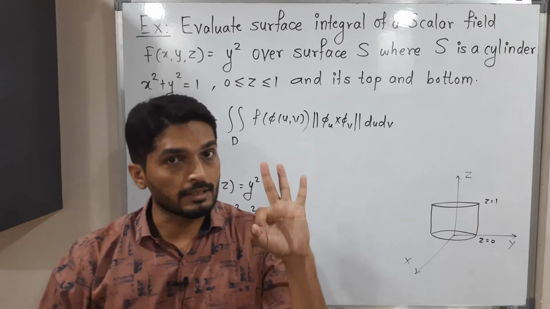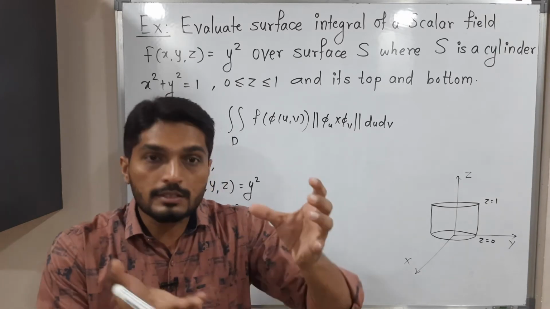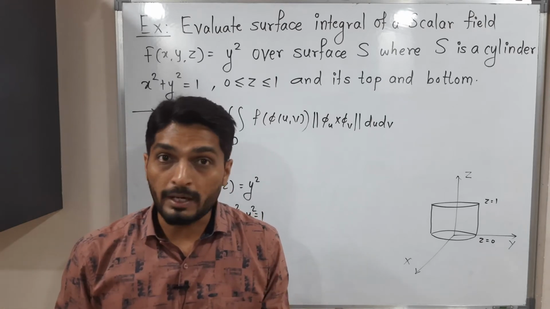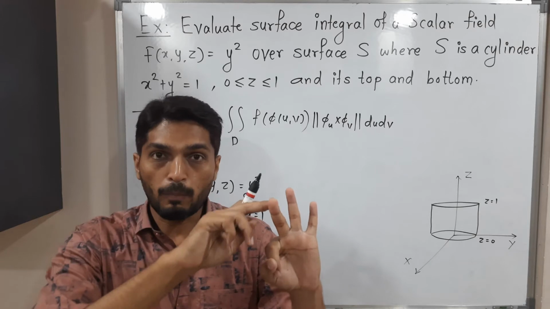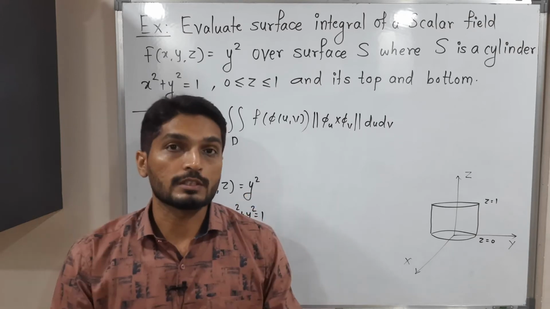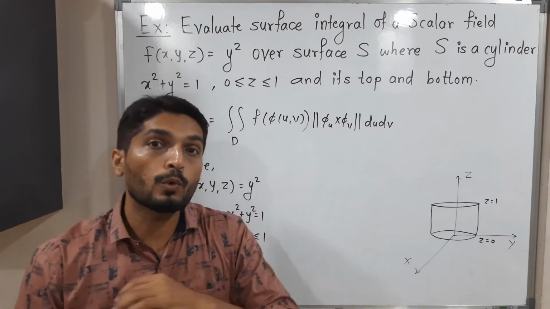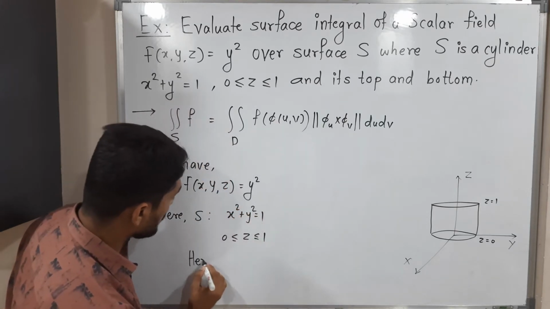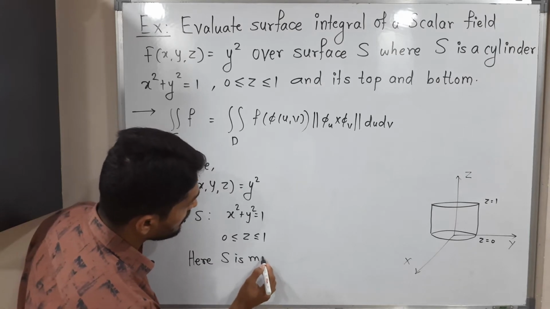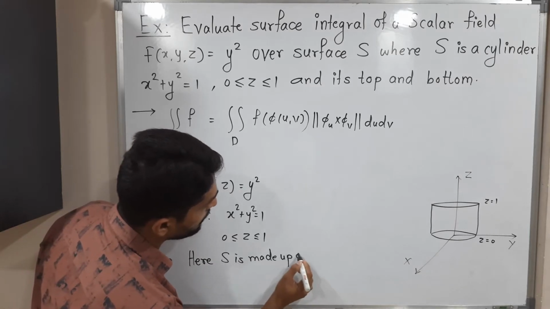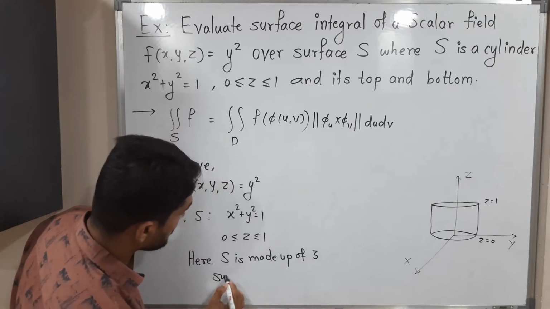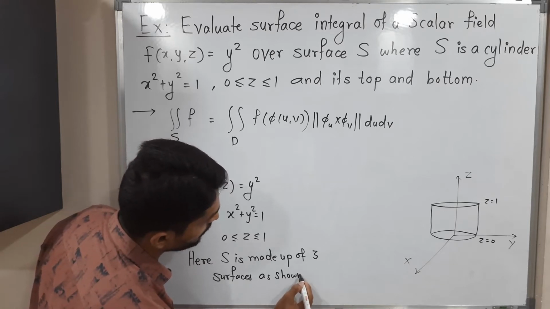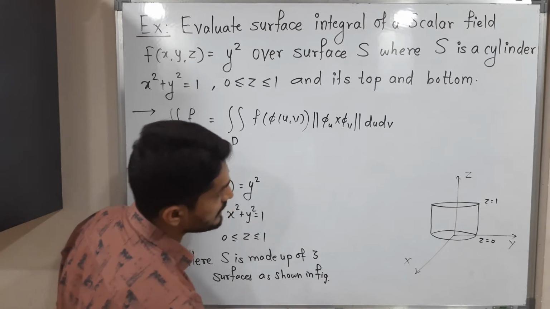See, that cylinder has three surfaces: the curved surface, the surface at the bottom and the surface at the top. So that surface S is made up of three different surfaces: bottom, top and curved surface. So we have to solve that double integration over all these three surfaces. Let me simply mention here S is made up of three surfaces as shown in the figure.